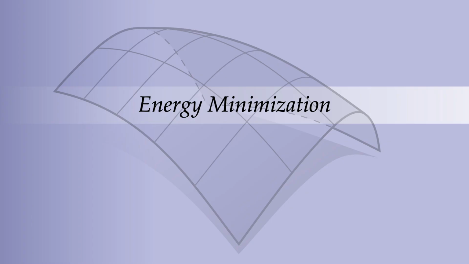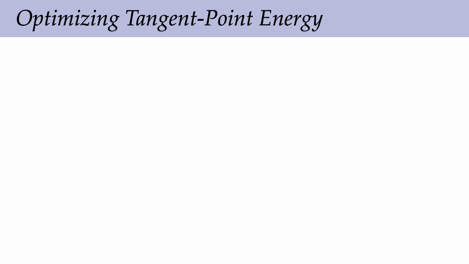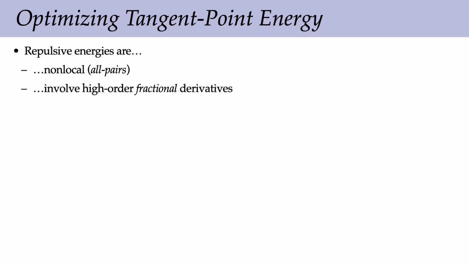So now we have a pretty nice energy and we need some way to actually minimize it. And this turned out to be pretty tricky. Repulsive energies are a bit different from many of the energies we're used to because, first of all, they're non-local. They involve all pairs of interactions. And second, they involve high-order fractional derivatives, which is something we don't usually encounter. And so if we just try to do naive gradient descent or some other standard scheme, we'll end up with super slow optimization that takes extremely small time steps.